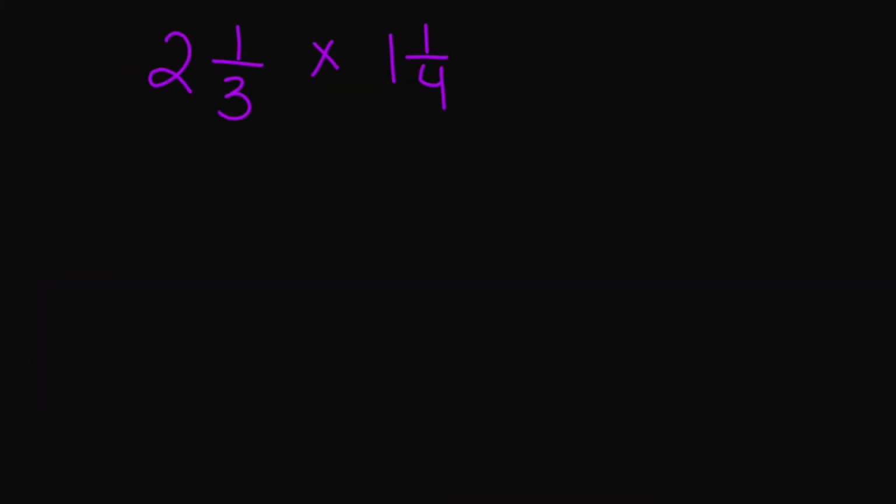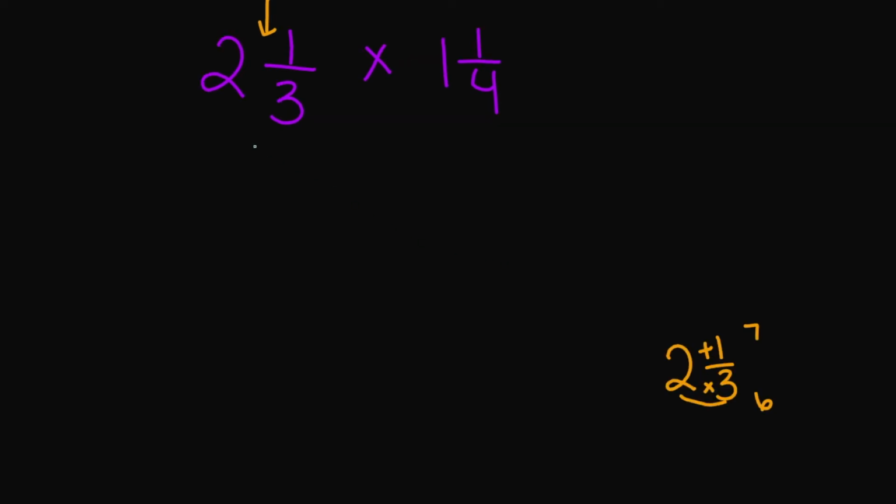It's 2 1/3 times 1 1/4. Let's come on this side here. So we have 2 1/3. First, I'm going to multiply 2 times 3. This is going to equal 6. Plus 1, this is going to equal 7. So this is going to turn into 7 over 3 as my improper fraction.